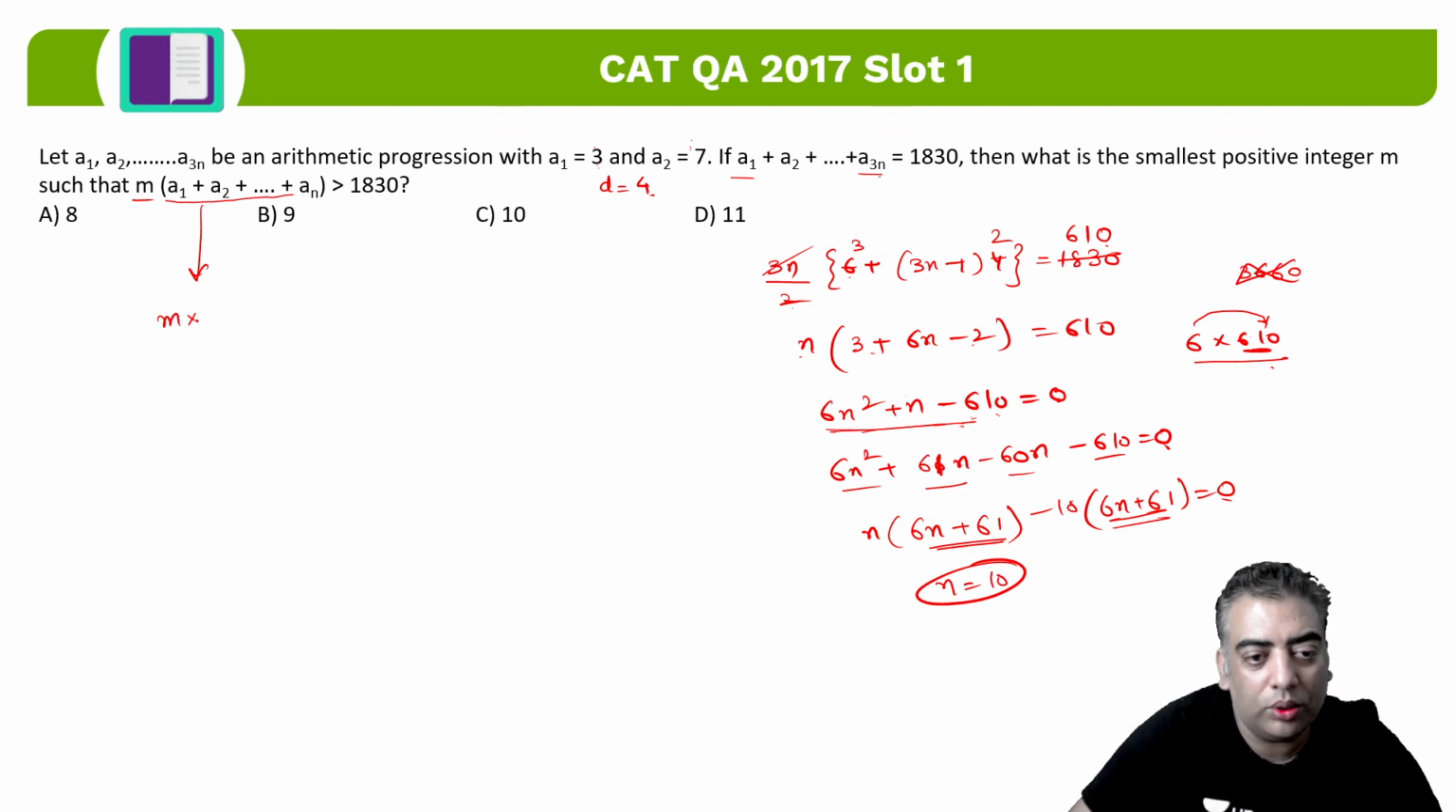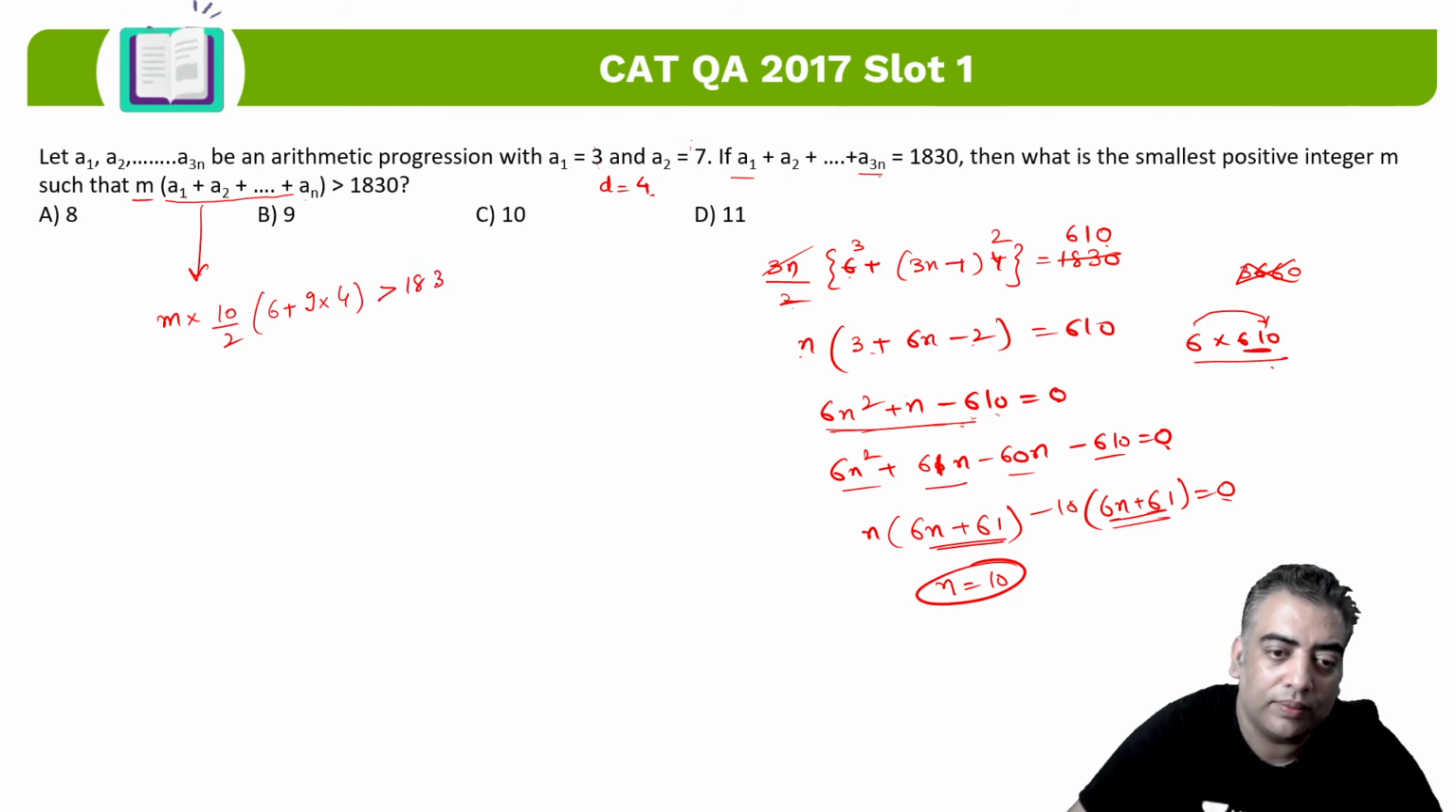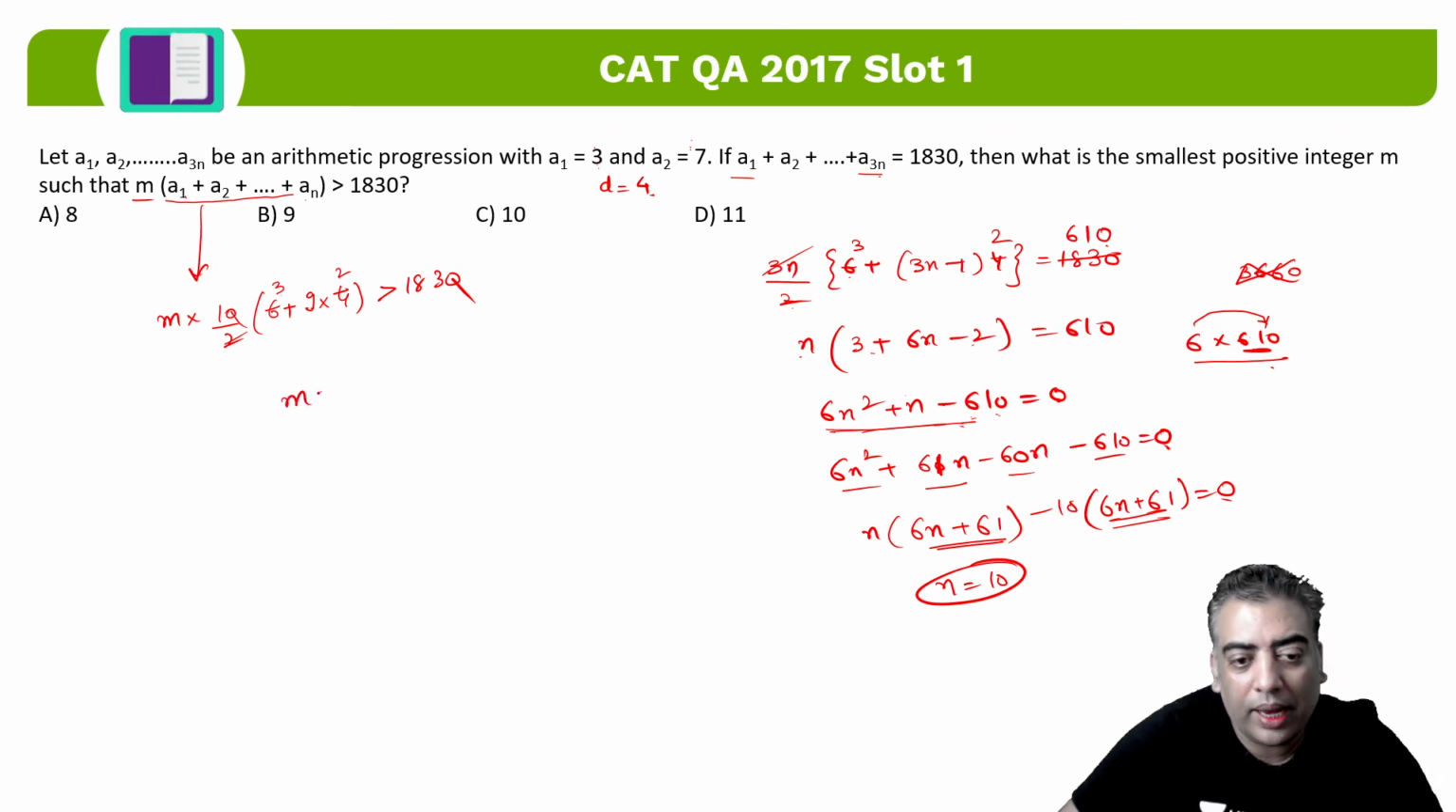It is m into sum of first 10 terms. So first 10 terms का sum क्या होगा? n by 2 into 2a plus n minus 1, which is 9, into d, which is 4, shall be greater than 1830. So this 0 gets cancelled out. 2 3s are 6, 2 2s are 4 get cancelled out. 9 2s are 18, 18 plus 3 is 21. So m comes out to be 183 upon 21 से बड़ा, right?